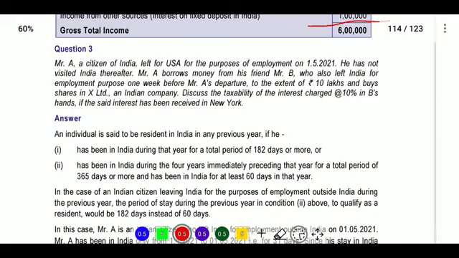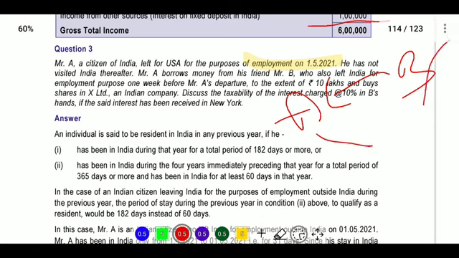Next, question number 3. Mr. A, a citizen of India, left for the USA for the purpose of employment. So he is a person who went outside India for employment. He has not visited India thereafter. Mr. A borrowed money from his friend Mr. B, who left India for employment purposes 1 week before Mr. A's departure. So A went to the USA and has not visited India, and A borrowed some money from B, who went outside India 1 week before A's departure, to the extent of a 10 lakhs loan amount.